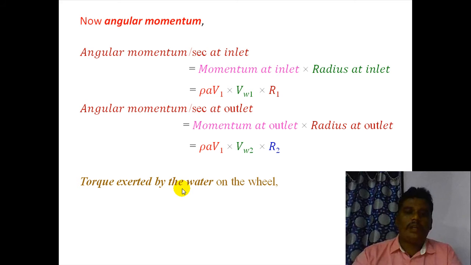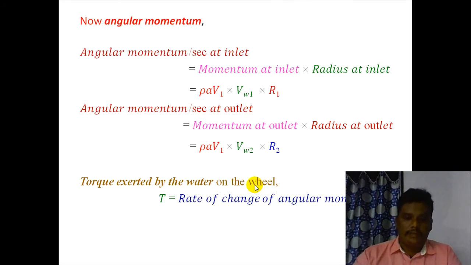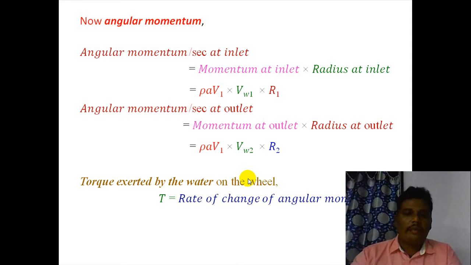Now, the torque exerted by water on the wheel, T, is equal to the rate of change of angular momentum.